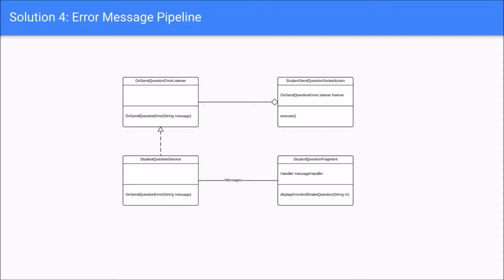Solution 4 was to implement a dynamic error message pipeline. By taking advantage of the service to fragment binding I spoke about earlier, it is possible to allow errors happening at the low-level socket action class when the questions are sent to be bubbled up all the way to the UI where they can be displayed to the user and the user can respond accordingly.